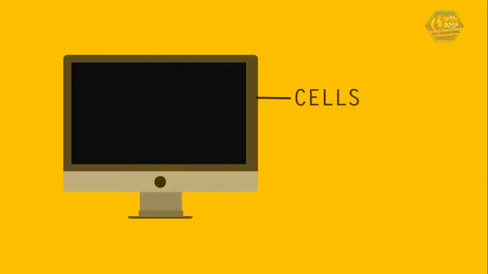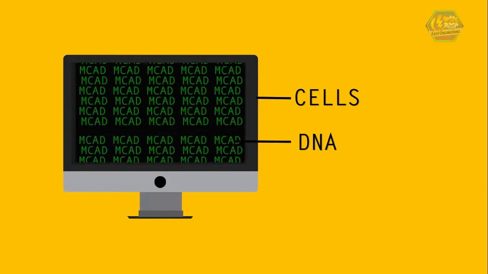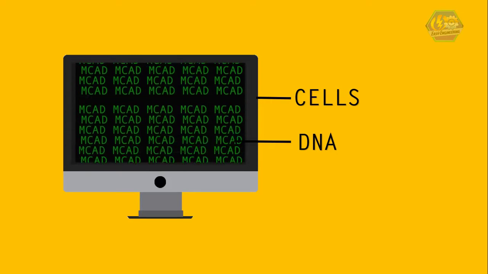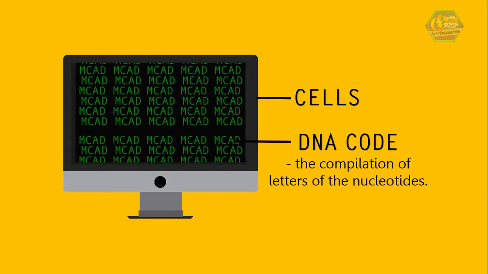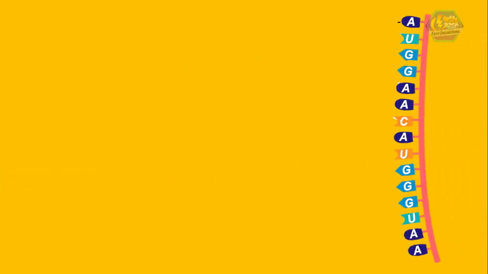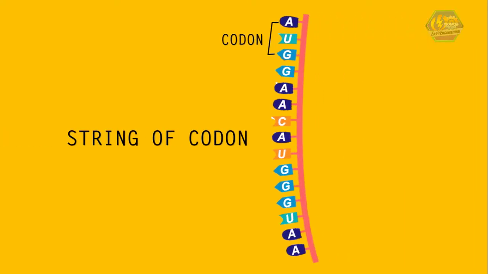If we want to simplify its logic, think about the cell as the computer or the hardware, and the DNA as the program or code that keeps the computer running. The DNA code is the compilation of letters of the nucleotides. Every 3 letters make up a word called a codon. A string of codons may look like this. Even though there are only 4 letters, a string of the combination of these letters allows for billions and billions of different combinations.